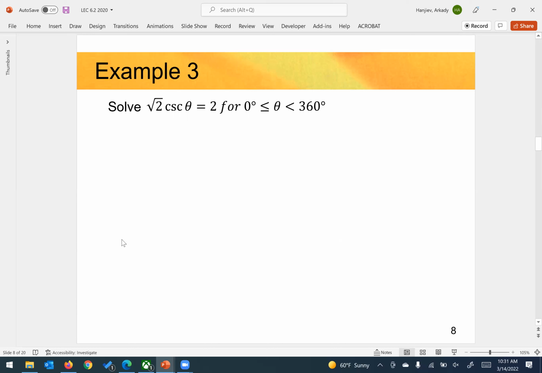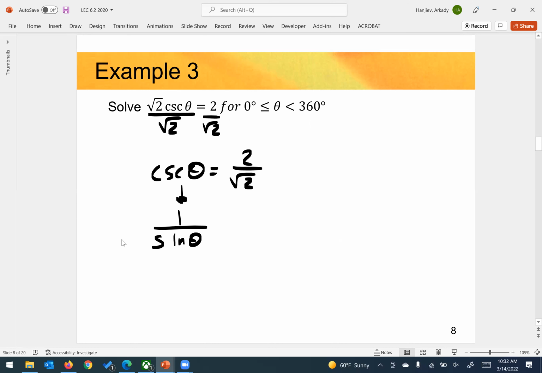Not what you want. Yeah, so let's see, I'm going to do that first. So I got cosecant theta is equal to 2 over root 2. Absolutely. So isn't this 1 over sine theta? So for these guys, I just want to take the reciprocal.